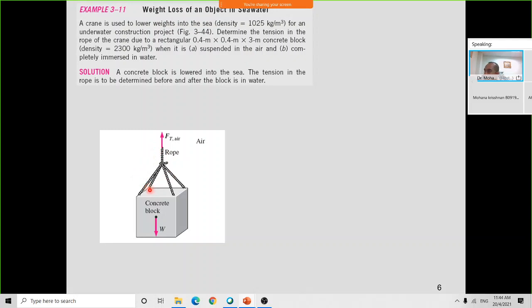To solve any question related to buoyancy, what you need to do is to draw the free body diagram for the object. In this case, if it is still lifted in the air, Ft is equal to the weight of the object. Only two forces are acting here: Ft, the tension of the rope, and W, the weight of the concrete block. The tension of the rope is equal to the weight of the block, and the weight of the concrete block is equal to ρgV.